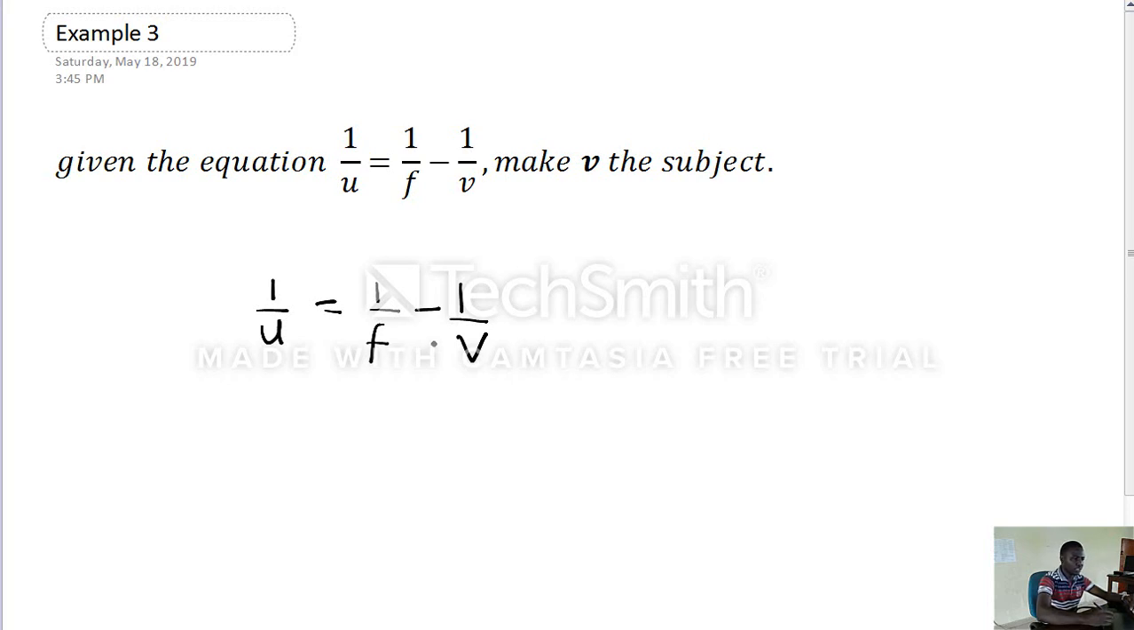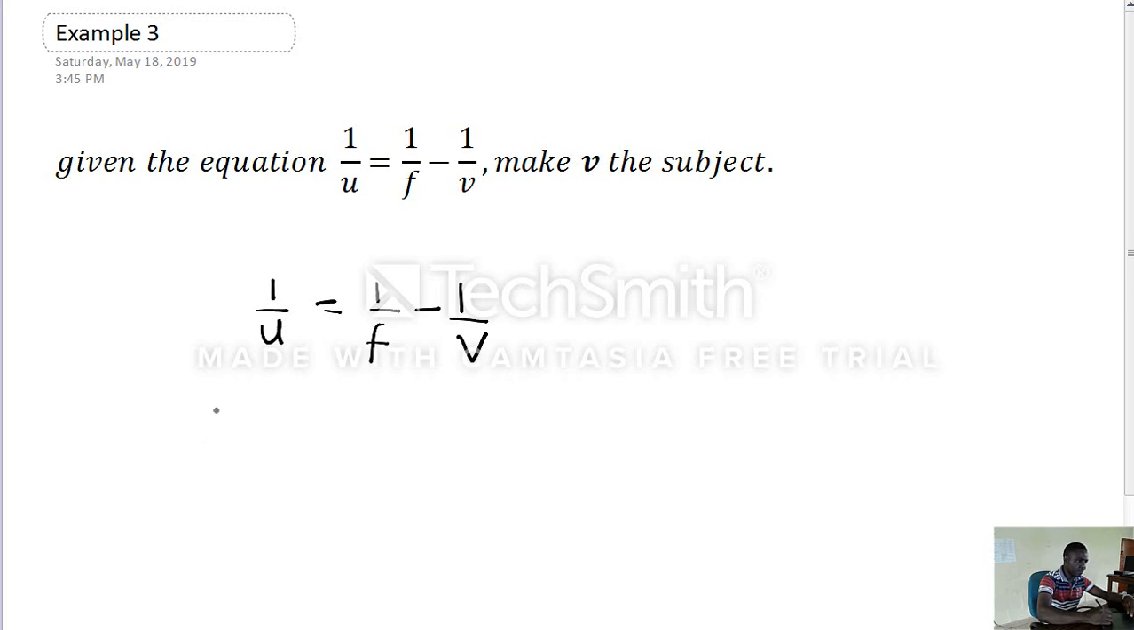What I'm going to do is make 1 over u stand alone, thereby moving 1 over v and 1 over f to the other side of the equation. Also, I may decide to move 1 over v from the right hand side to the left hand side, and I think that will be better. So I'm going to add 1 over u to both sides of the equation. I'm adding simply because 1 over v has a negative sign.